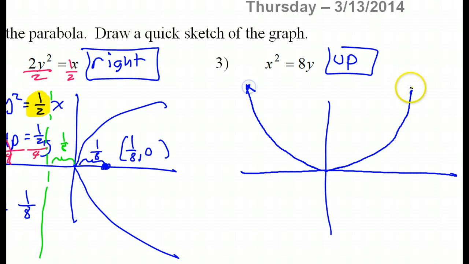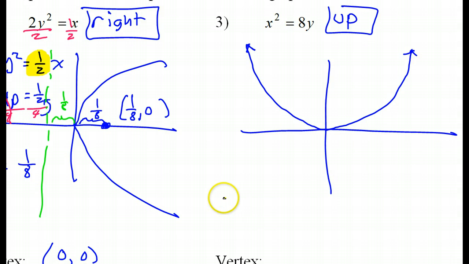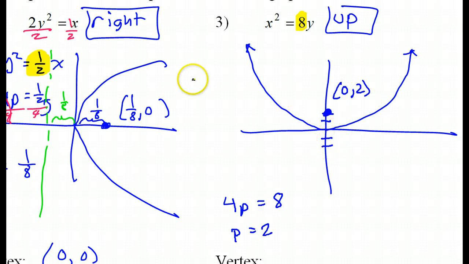Now we need the p value though. I know that the number in front of the y here, that's 4p. So 4p is equal to 8. If I divide both sides by 4, that means p is equal to 2. So if I go up 2, that's going to be my focus, which is 0, 2. If I go down 2, that should be my directrix.